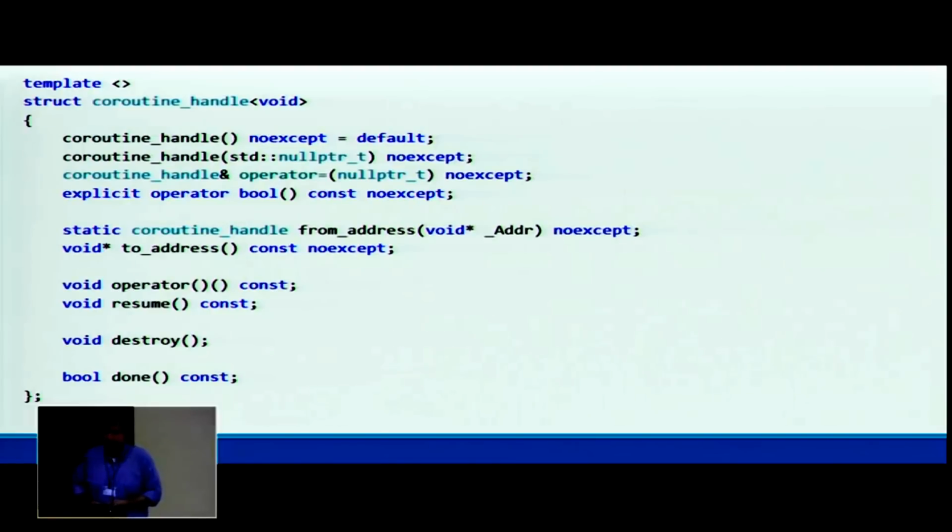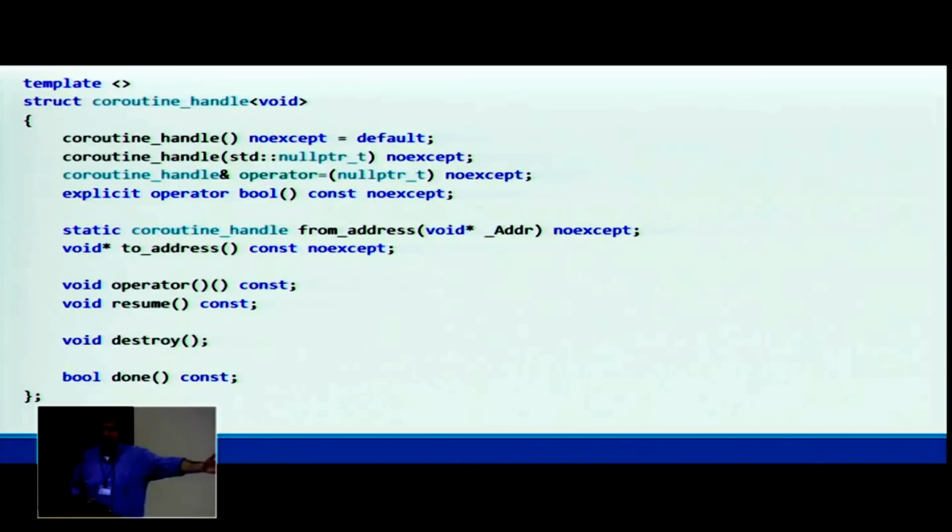Yes, so some state stored somewhere. The question is, this fromAddress function is a static function, and so it does not have a this pointer. So how does the coroutine have some state inside of it to make this happen? And the answer is yes. A coroutine handle will generally have a pointer. It'll usually be a pointer to the actual coroutine frame, right?